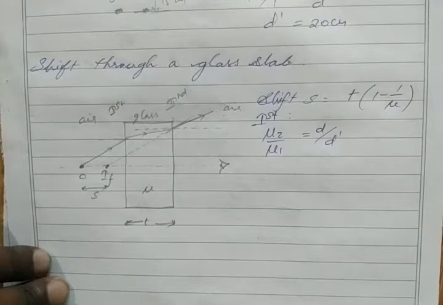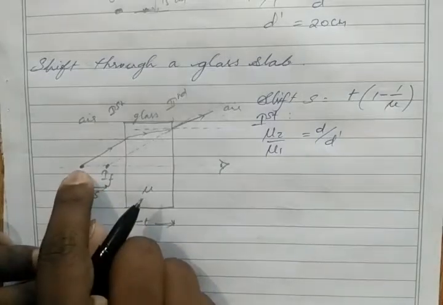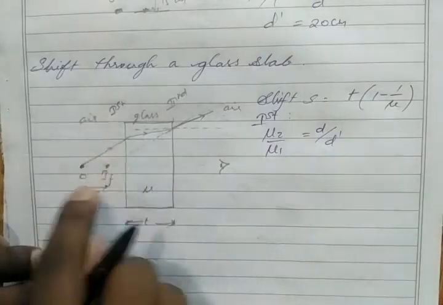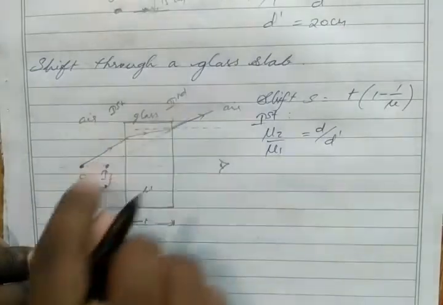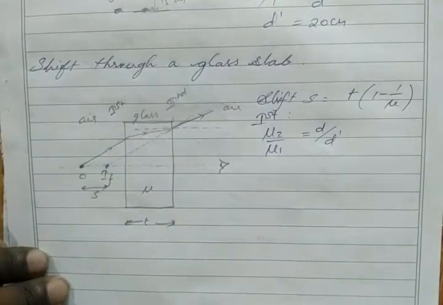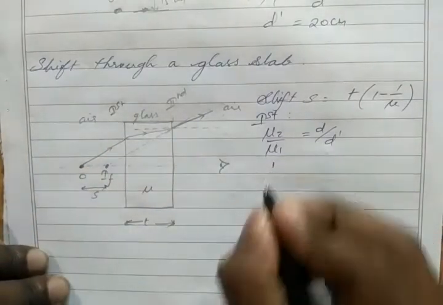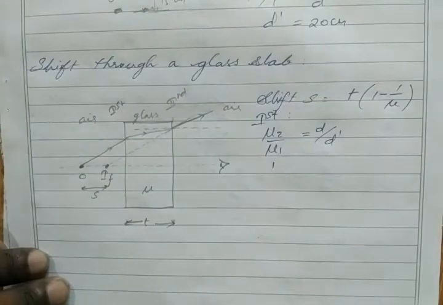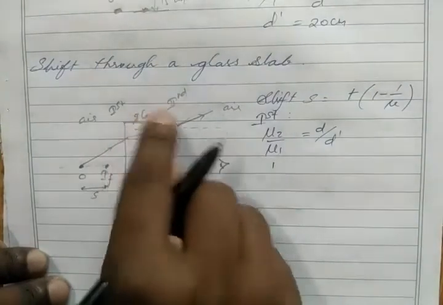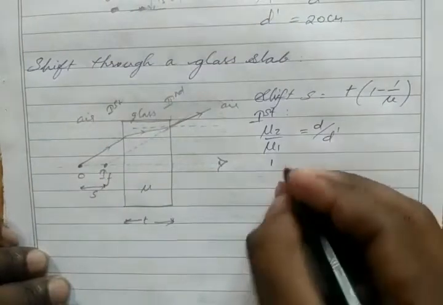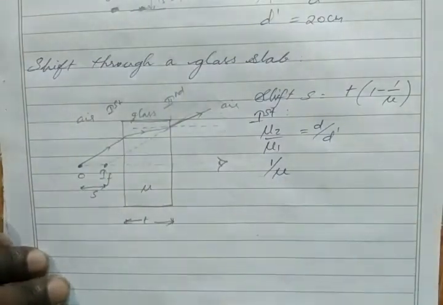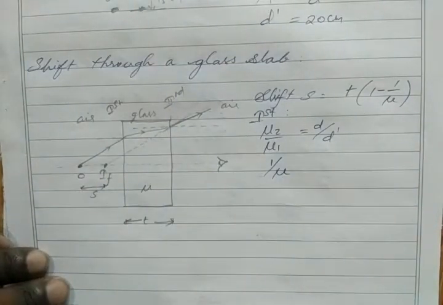Now tell me what is mu2 here? Light is coming from air. See, this is our object. The object is located in air, so light is coming from air. That is mu2, so mu2 value is 1, the refractive index of air. Mu1 is the glass refractive index. We don't know it, so we simply take it as mu. Clear?